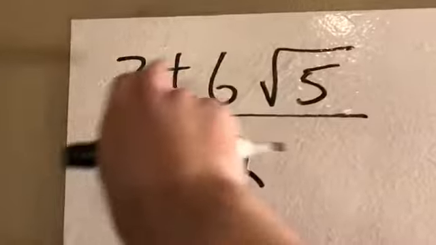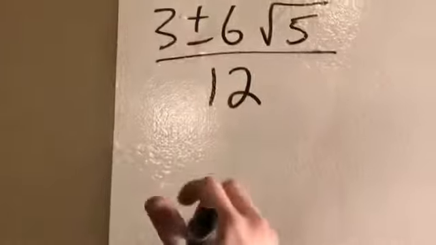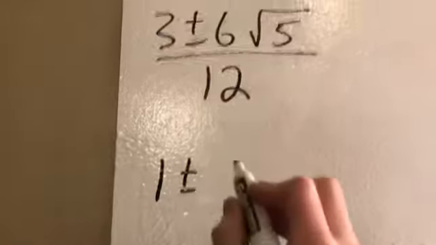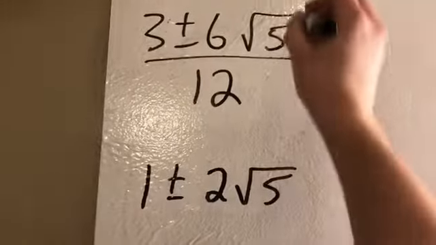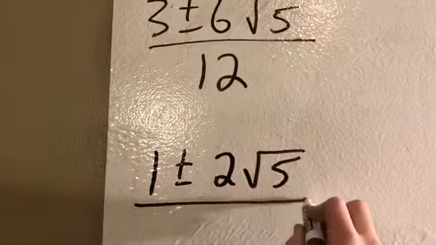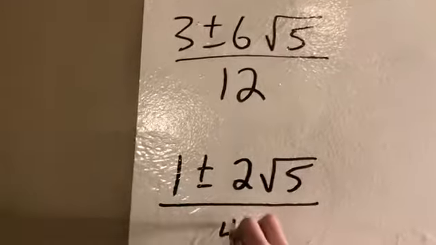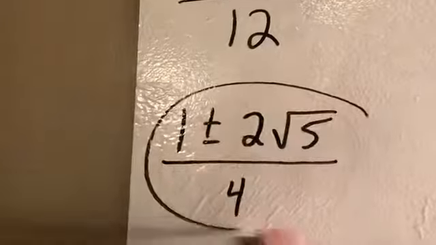In this case, it looks like 3 can work. 3 divided by 3 is just 1. 6 divided by 3 is 2. We never touch the square root of 5 with this step. 12 divided by 3 is 4. That would be my final correct answer.